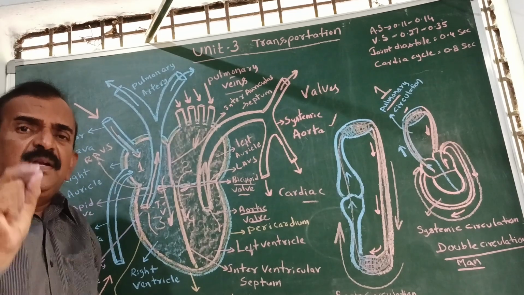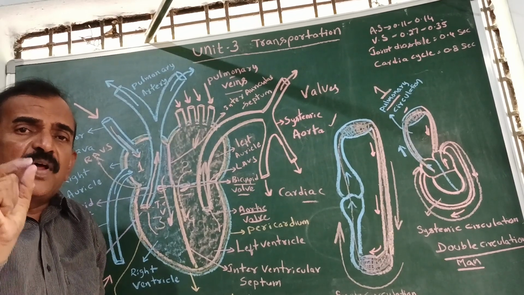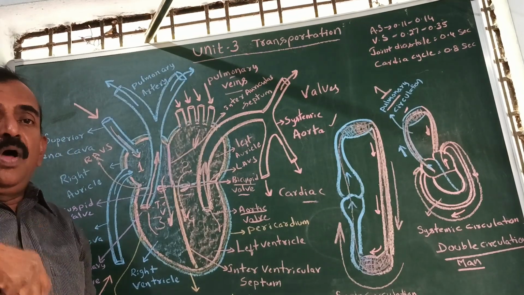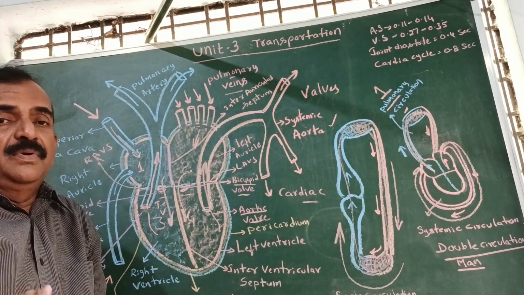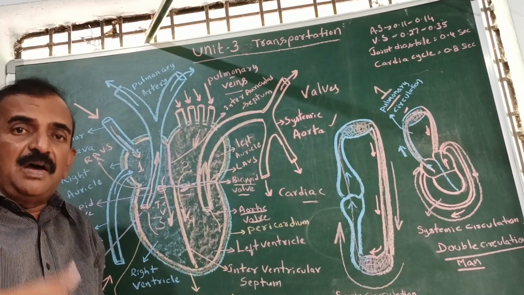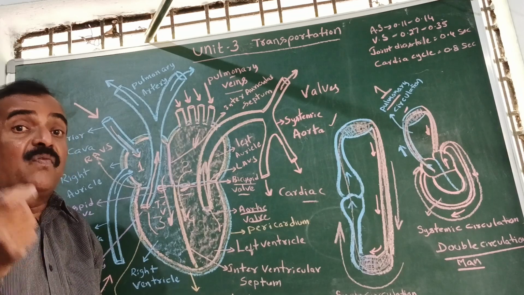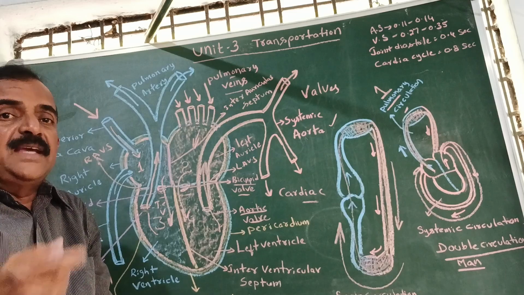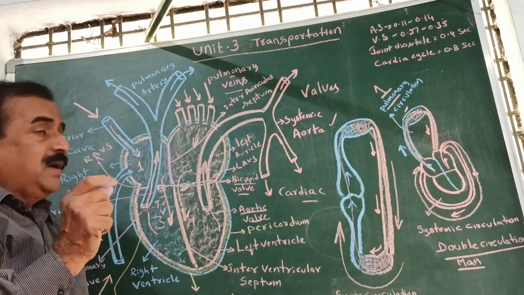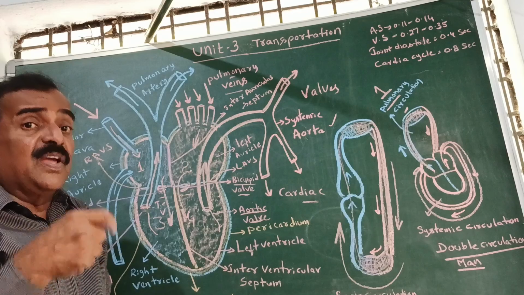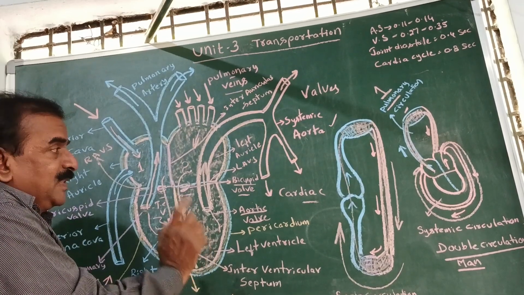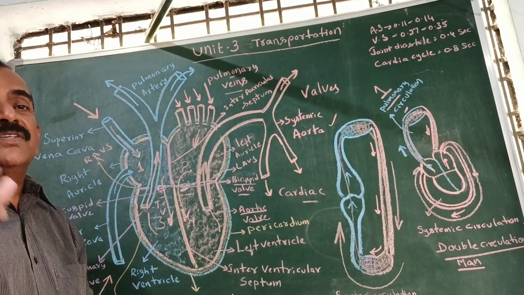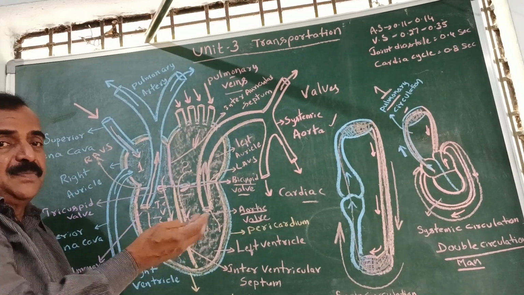Listen children, the human heart starts beating from the 21st day of the embryonic stage. The young one develops in the uterus of a mother. When a zygote is formed and develops into an embryo, during the 21st day of embryonic development the heart forms, and then it starts beating. It is the heartbeat which keeps the person alive. When the heartbeat stops, the person dies.